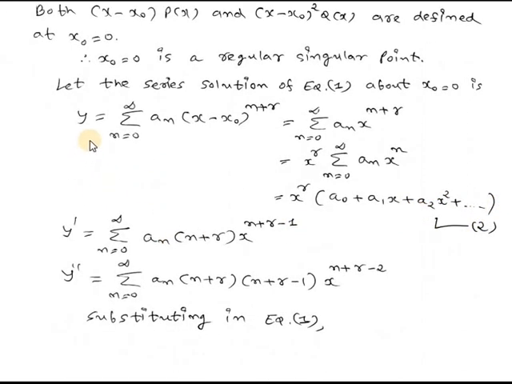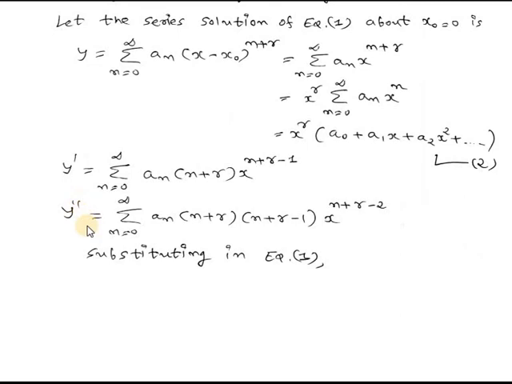Now differentiating both sides with respect to x, we get y dash is equal to sigma n equal to 0 to infinity a_n (n plus r) into x raised to n plus r minus 1. Taking the derivative of this again, we get y double dash is equal to sigma n equal to 0 to infinity a_n (n plus r)(n plus r minus 1) into x raised to n plus r minus 2.